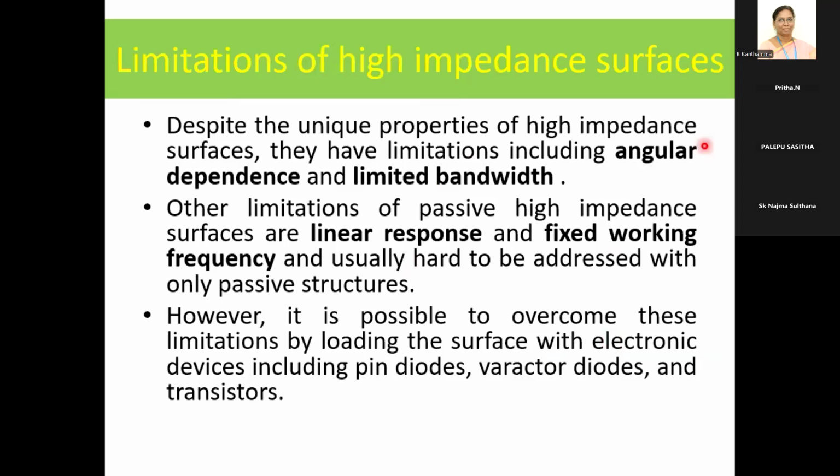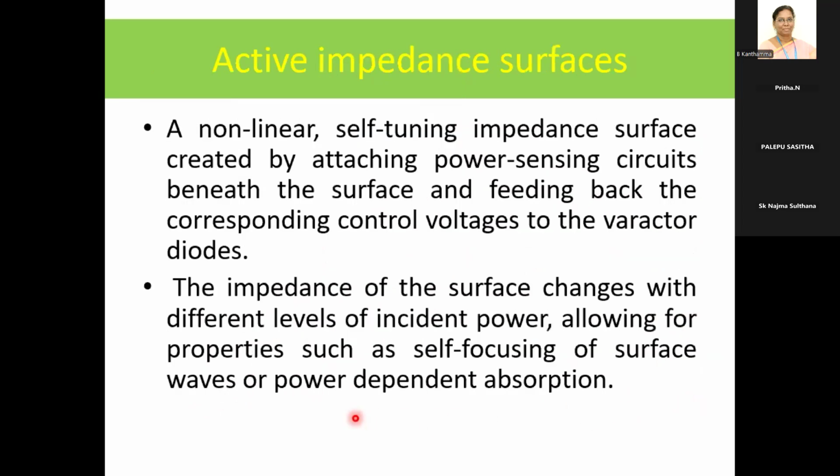Now, what are the limitations of the high impedance surface? Despite the unique properties of high impedance surfaces, they have limitations including angular dependence and limited bandwidth. Other limitations of passive high impedance surfaces are linear response and fixed working frequency, and they are usually hard to address with only passive structures. However, it is possible to overcome these limitations by loading the surfaces with electronic devices, including PIN diodes, varactor diodes and transistors. So the limitations can be overcome by using switchable or tunable components.